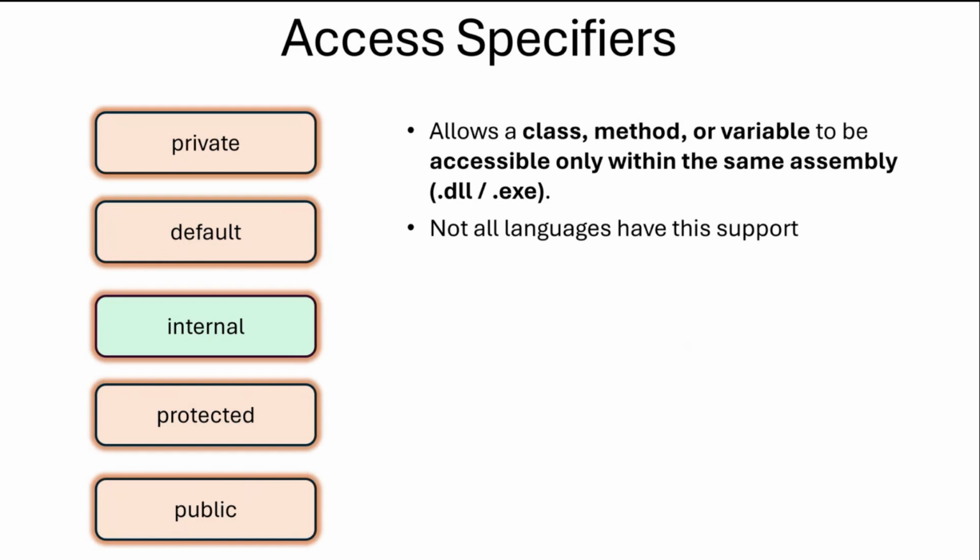Not all languages have this support. So this is more specific to the C# language. Other languages can also support it in different ways, but exact support won't be there, right? And as we mentioned initially, not all languages will support all types of restriction levels or restriction types.